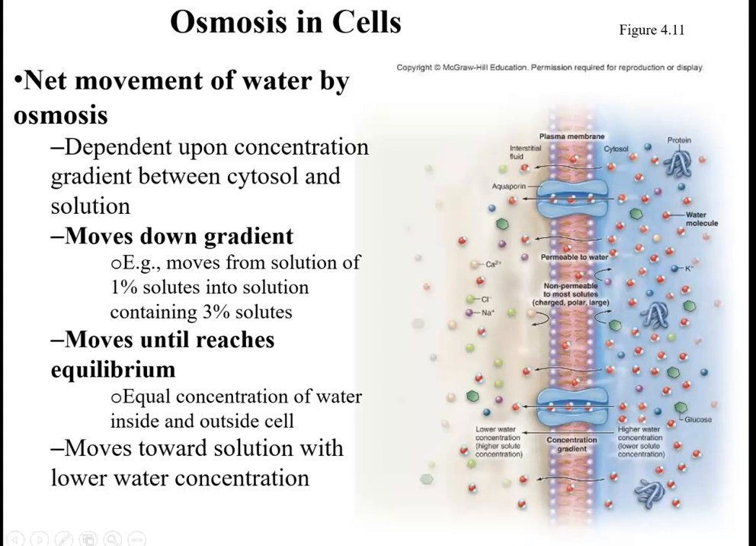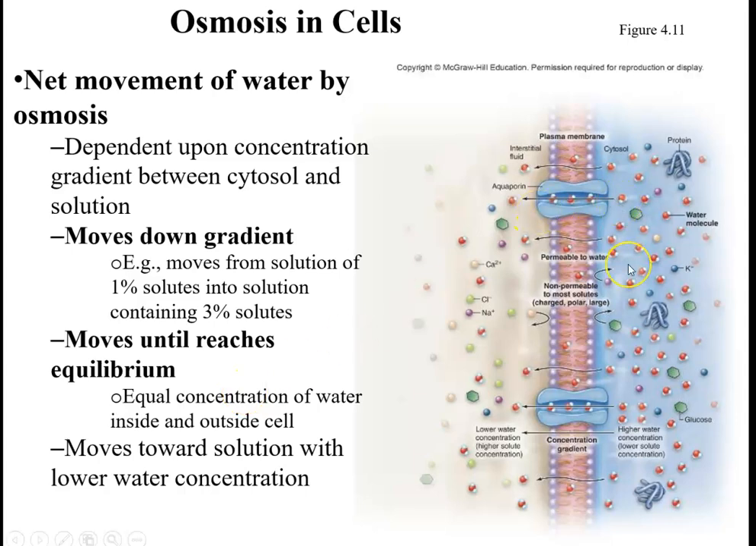So remember that water moves down its concentration gradient. So it moves from a solution, say, of 1% solutes into a solution of, say, 3% solutes, right? Because if it's 3% solutes, that means it's a lower water concentration than the solution with 1% solutes. And it's going to move until it reaches equilibrium, where there's an equal concentration of water inside and outside of the cell.